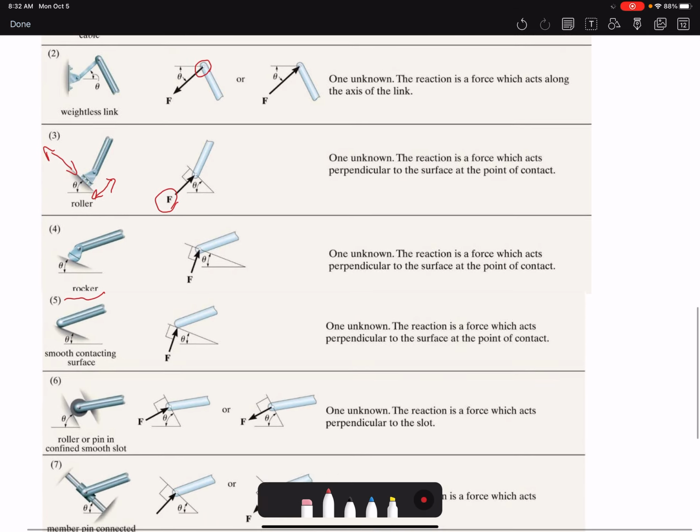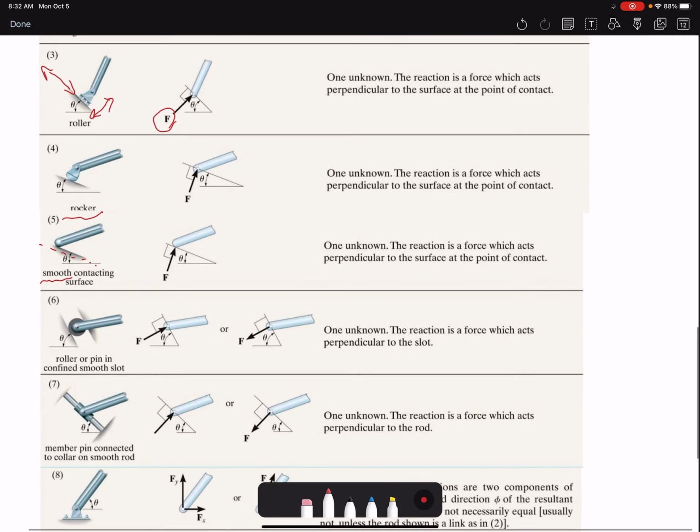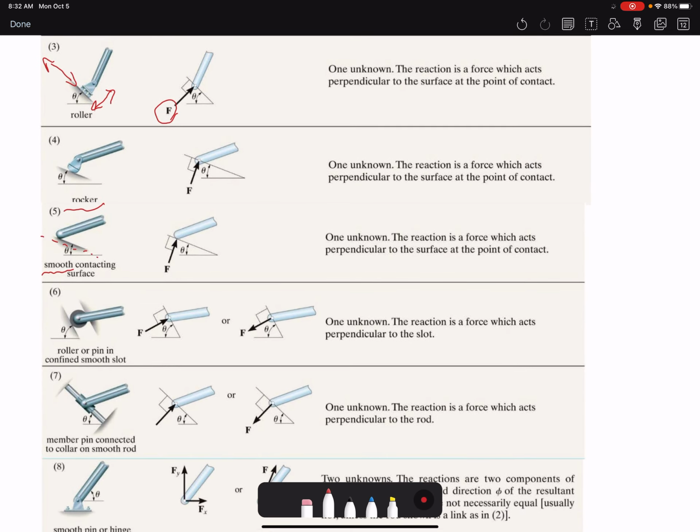If you have a smooth contacting surface, whenever we use the term smooth, it means there is no friction. Therefore, it is free to move along this direction without any resistance, because there is not even friction resistance, so the only load is the perpendicular load. A roller, same story, can move here, but it cannot move in this direction. So it can move in direction A, but not B.